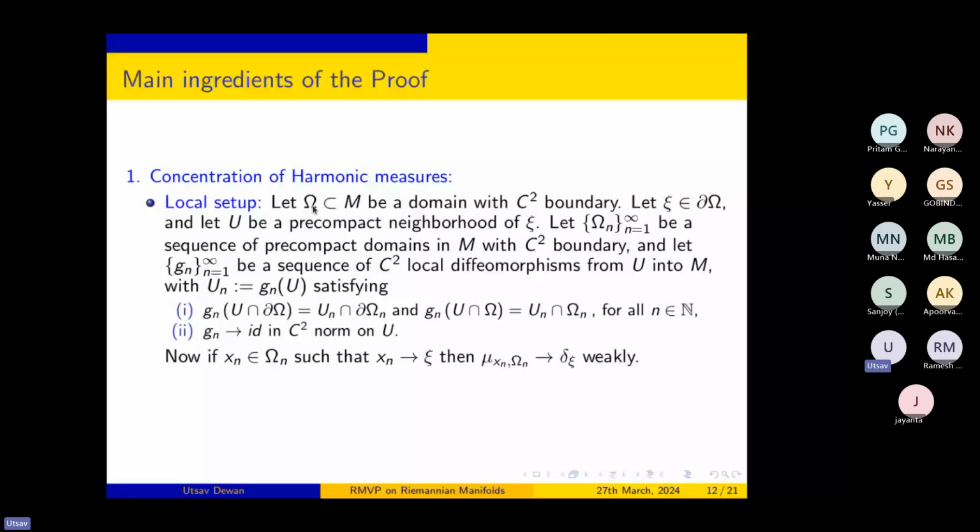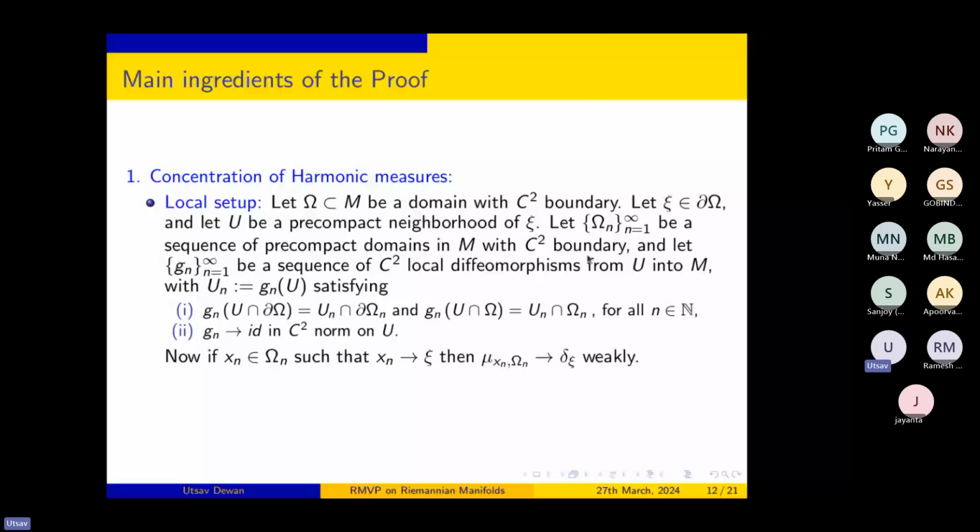Let me just give you the statement, and then I'll give the heuristic of what's happening. So let Ω in M be a domain with C2 boundary. You start off with a domain with C2 boundary in the Riemannian manifold M, and now you fix a ψ on its boundary ∂Ω, and let U be a pre-compact neighborhood of ψ. What the next few lines mean is basically you have fixed a point on the boundary, and you have also fixed a pre-compact neighborhood of ψ.